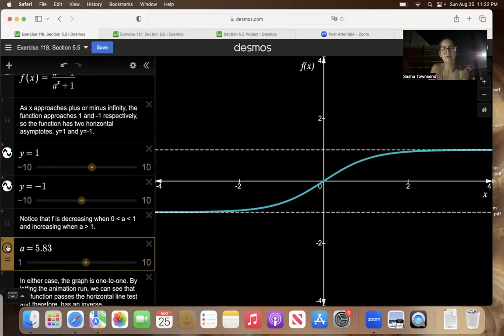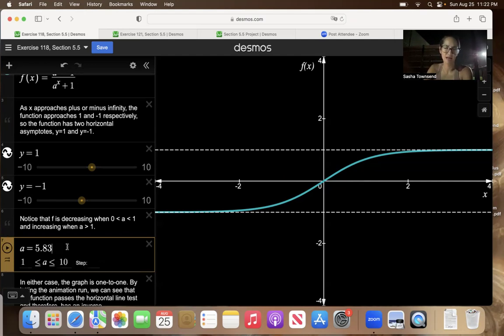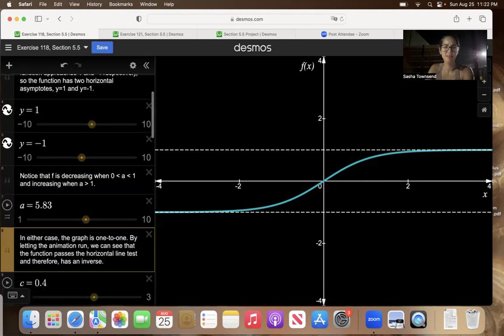So for a equals 5.83, we have a function f of x equals 5.83 to the x minus 1 divided by 5.83 to the x plus 1. And the graph looks like this. It has horizontal asymptotes at y equals 1 and y equals -1. So the question is, does this function have an inverse? And we say, yes, it does. For every value of a, I'll just use this representative value of a between 1 and 10.